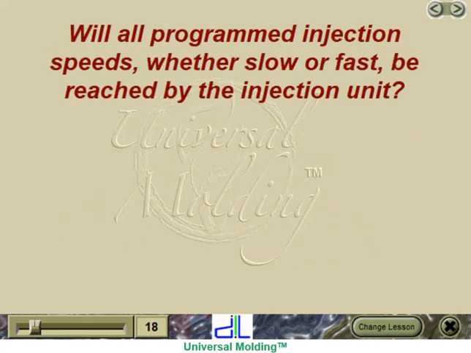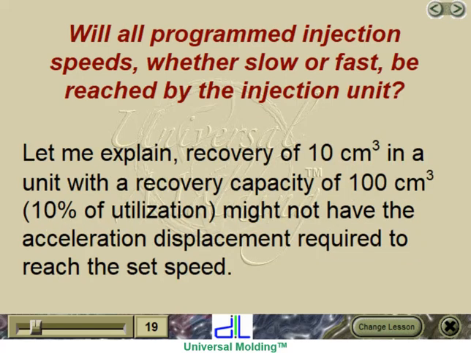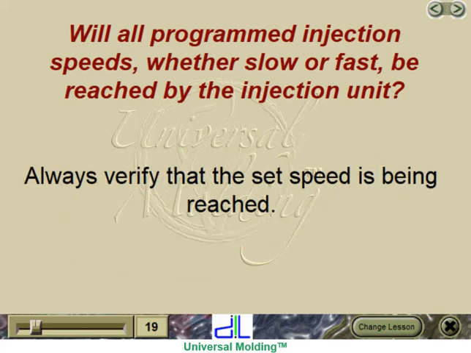Will all programmed injection speeds, whether slow or fast, be reached by the injection unit? Not necessarily. The programmed velocity could be limited by an inadequate injection unit, for example, due to a low percentage of utilization. Let me explain. Recovery of 10 cubic centimeters in a unit with a recovery capacity of 100 cubic centimeters, or 10% of utilization, might not have the acceleration displacement required to reach the set speed. Always verify that the set speed is being reached.